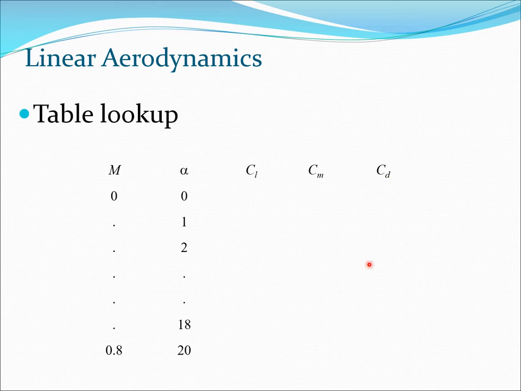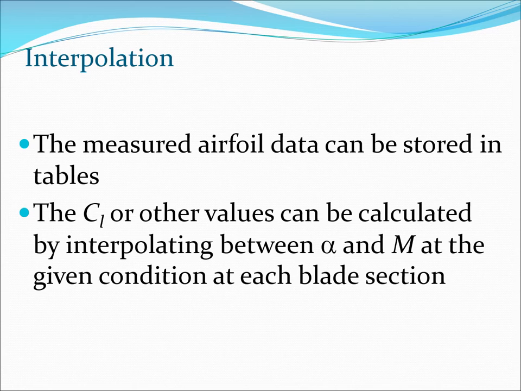And the advantage of this table is that now you do not need simple formulas which are essentially constrained to linearity or something like that. Here you can see your blade section, you can see the particular alpha and M value corresponding to the blade section, and then you can go into the table and pick out the value of CL, CM and CD which you should be using. So the measured airfoil data is stored in tables, and the CL value or CD value or CM value can be calculated from these tables.